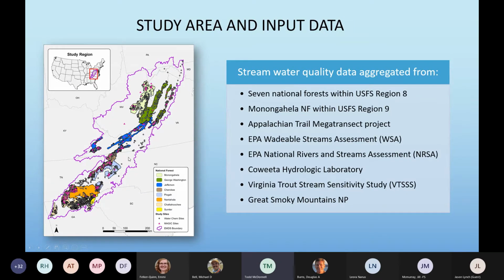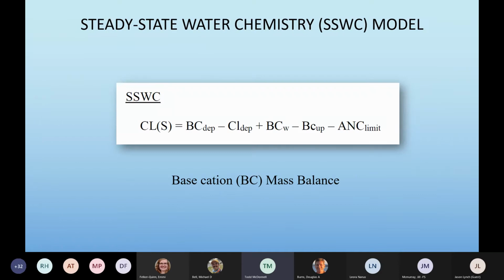And then the pink triangle is a little bit tough to see on this one. Those are the sites where we were able to run the MAGIC model that Jason mentioned, the dynamic biogeochemical model, because we had soil chemistry there as well. So that allows us to run MAGIC. And that was important for this work. And I'll talk a little bit more about that in a sec.